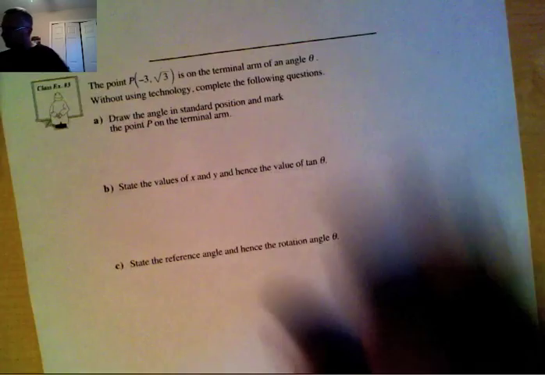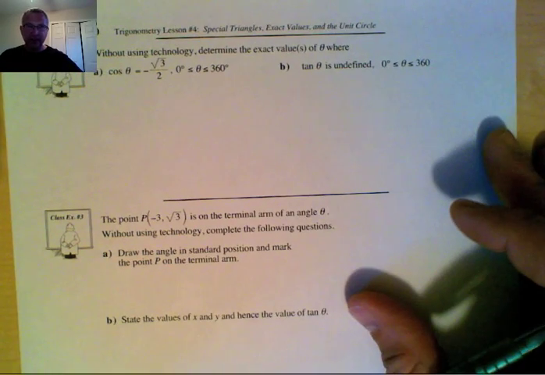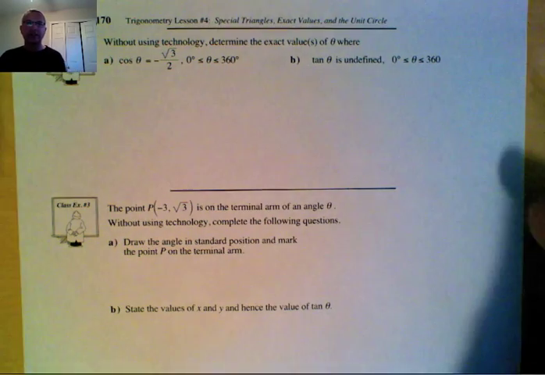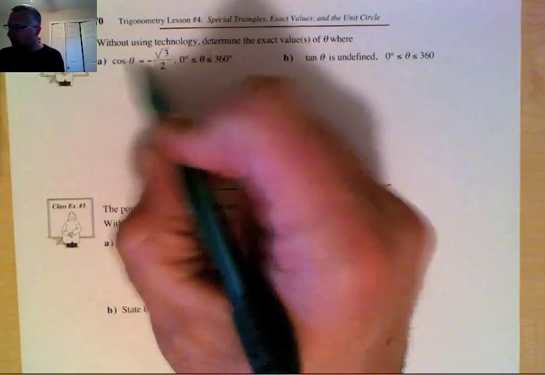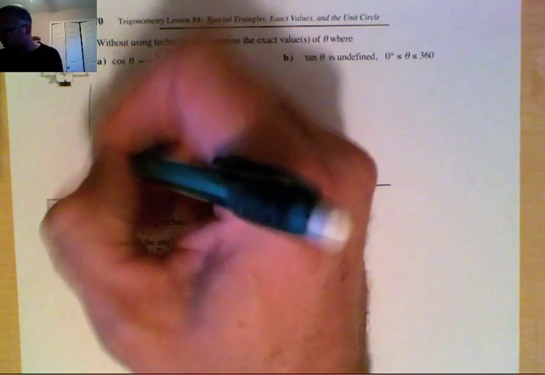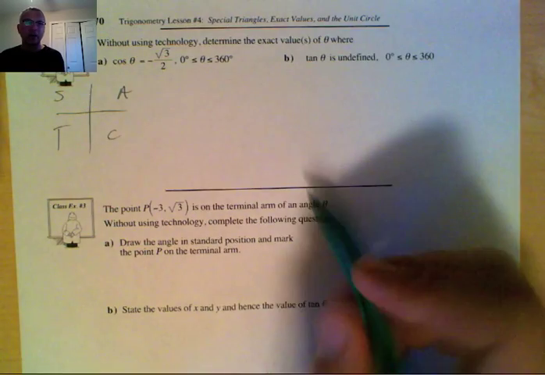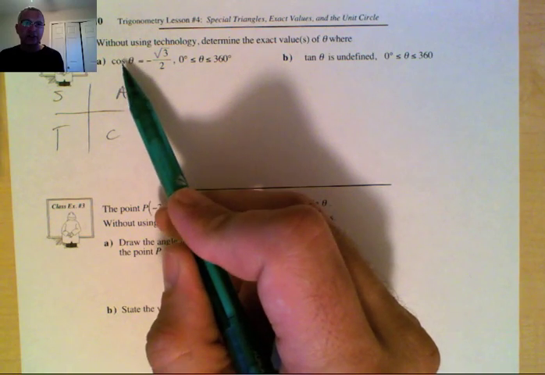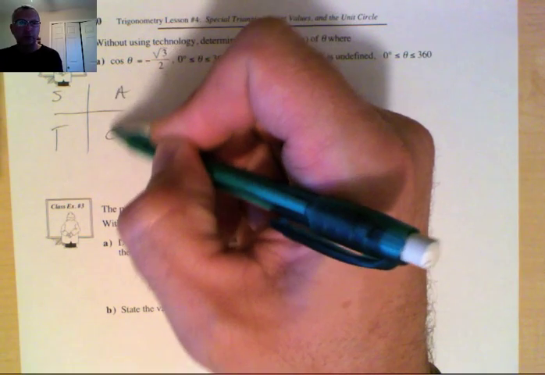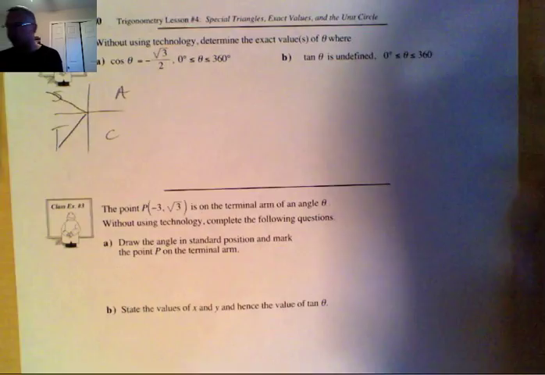So we're going to use that to help us solve a couple of problems. The next one says, without using technology, determine the exact values of theta if cosine theta equals negative root 3 over 2. Okay, so the first thing we need to look at is in what quadrants is cosine negative. Well, cosine's positive in quadrant 4 and quadrant 1. So cosine's negative in quadrant 2 and quadrant 3.